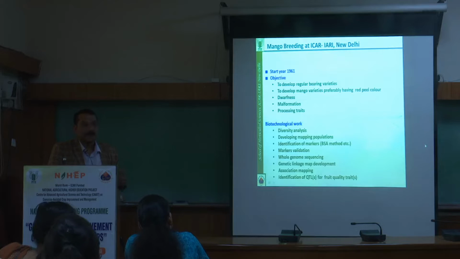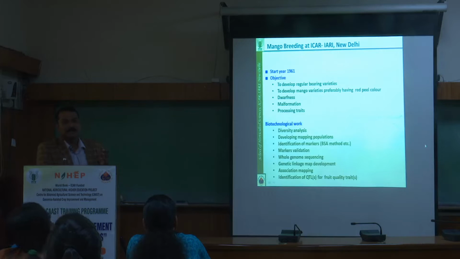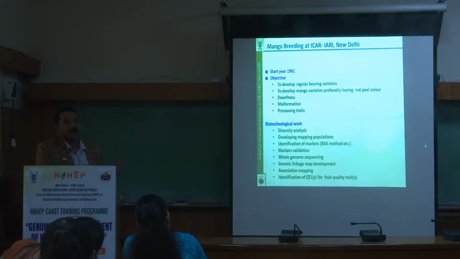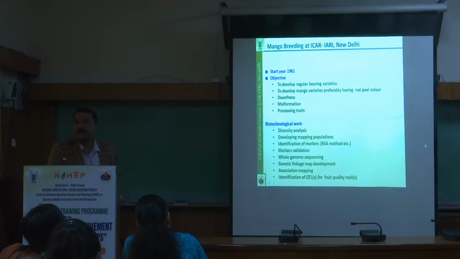And later we discontinued Bangalora because a prominent beak was there, which was not considered a desirable trait for development of a table purpose variety. They found that wherever they made crosses, either taking it as female or male, this prominent beak came in the progeny, indicating it is a dominant trait. So we continued with Neelam, and we released two varieties, one Mallika in the year 1971 and Amrapali in 79. Then we modified our breeding program, in addition to this regularity, for precocity and dwarf stature.